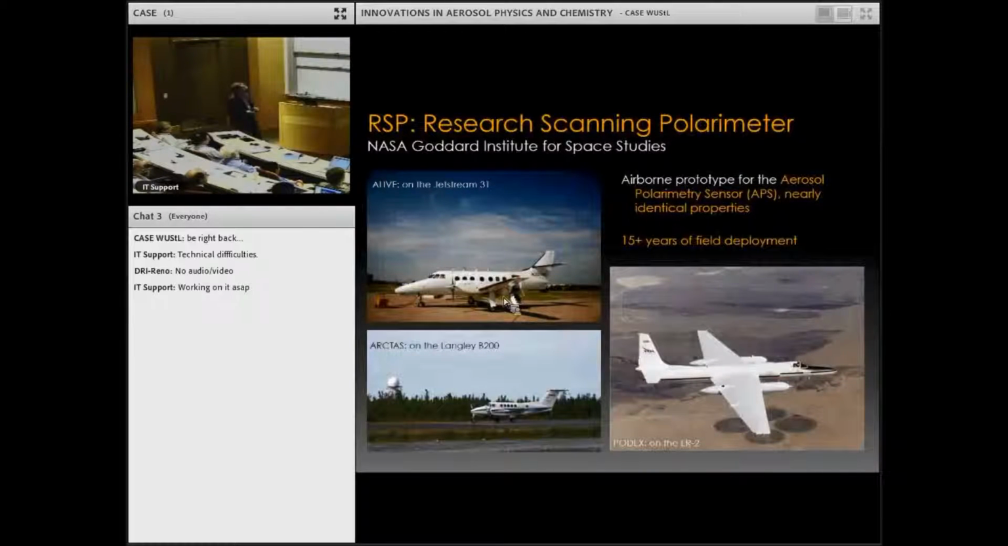RSP is the prototype of the instrument that was on Glory, the APS instrument. This has had 15 plus years of field deployment. There are actually 2 of them, and they go in everything from these low altitude planes that do profiles to these high altitude planes like the ER2 here, which is as close as you can get from an aircraft to a simulation of the satellite.